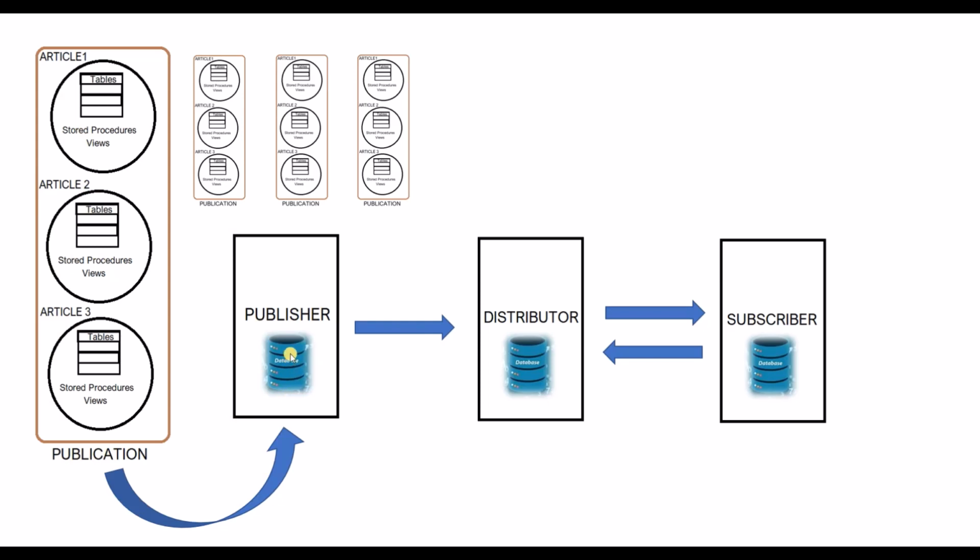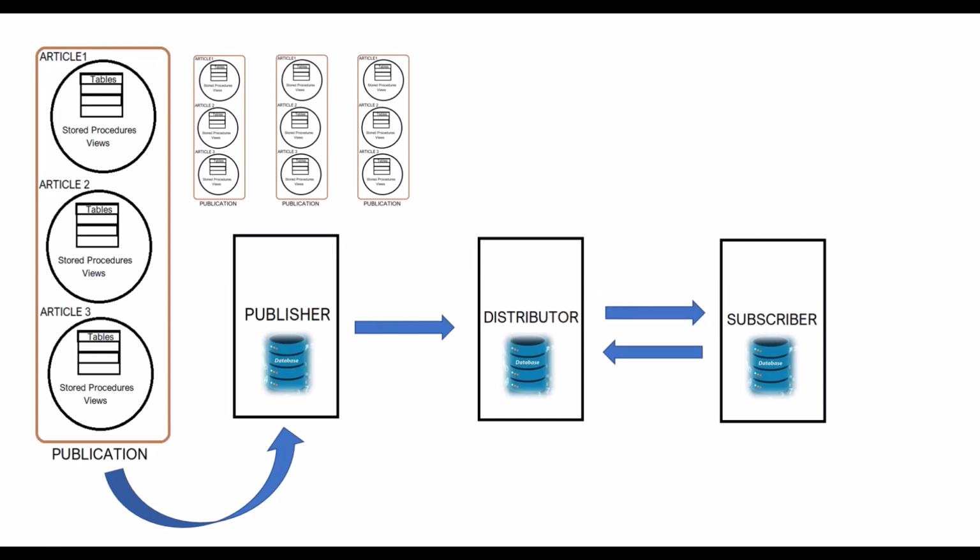And you will have a publisher database here in the publisher. And we have a distributor database here. This can be another SQL Server instance. Similarly, you will have one or more subscribers here. And the communication can be bidirectional or unidirectional, depending on the type of replication that you are going to implement. Here we can say the publisher is the source and the target is the subscriber, and the distributor is a mediator which collects information from the publisher and then delivers it to the subscriber.